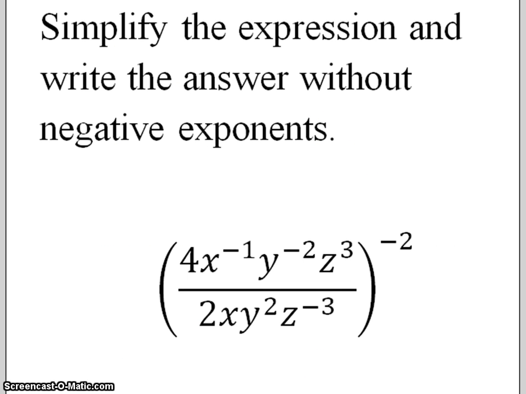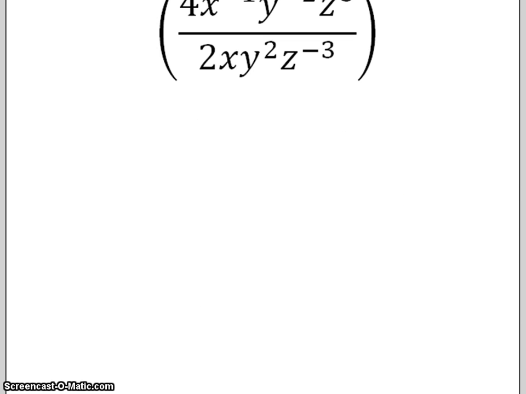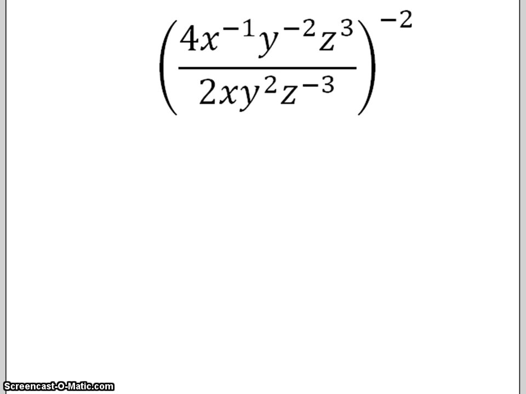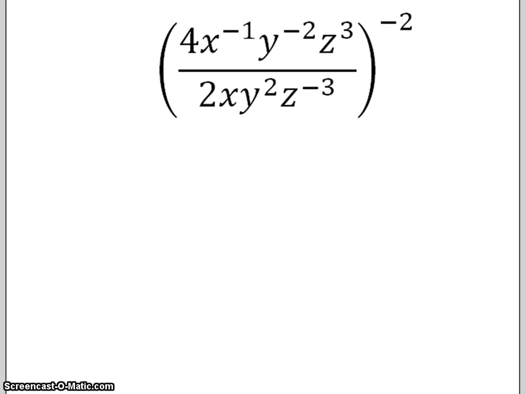So simplify the expression and write the answer without negative exponents. Notice inside the parentheses, we can definitely simplify a bit. So I'm going to write an equal sign here to indicate that what I write next is equivalent. Now the 4 and the 2 have a common factor of 2. 4 divided by 2 is 2. 2 divided by 2 is 1. So that can be written as 2 over 1.